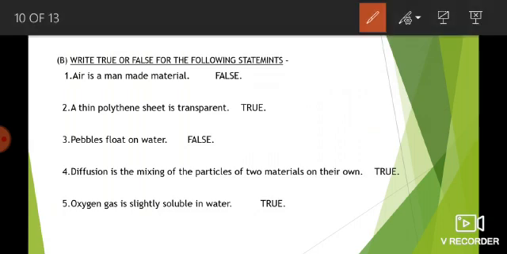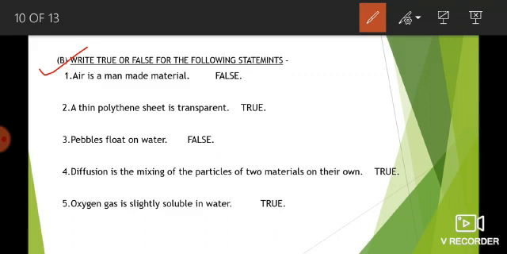Next is B, in which you have to write true or false. So first statement: air is a man-made material. It is false. Number 2, a thin polythene sheet is transparent. Yes, it is true. 3, pebbles float on water. It is false. It can't float. It sinks.